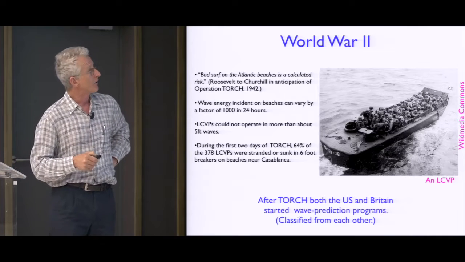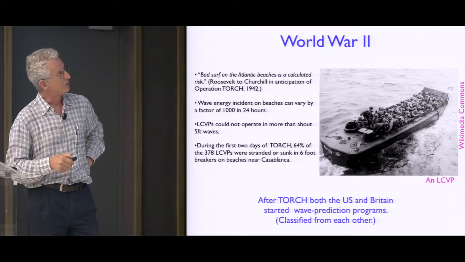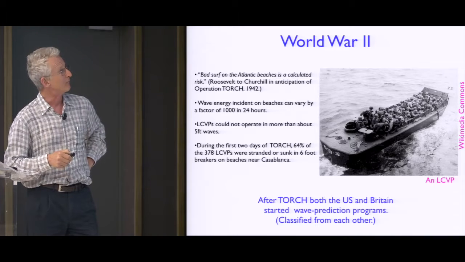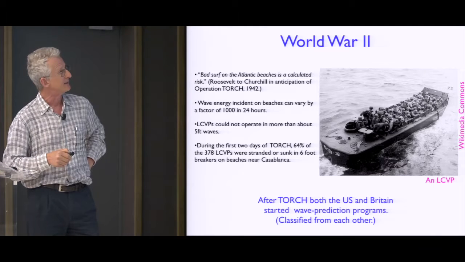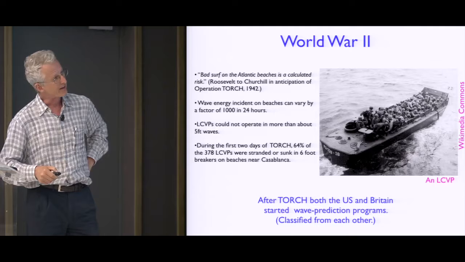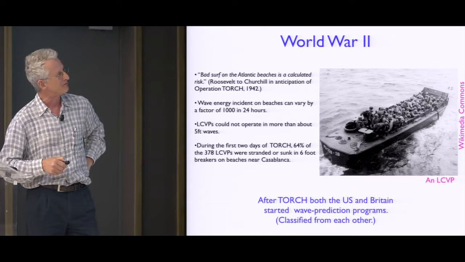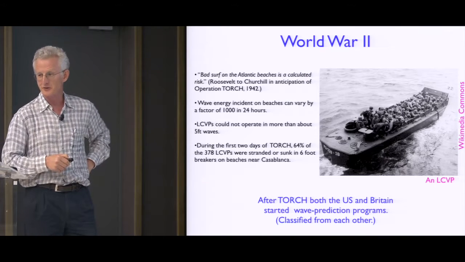Okay? So in a letter from Roosevelt to Churchill in anticipation of what was called Operation Torch, which was an Anglo-American landing on the north shore of Africa, Roosevelt said to Churchill, "Bad surf on the Atlantic beaches is a calculated risk." So what Roosevelt meant was that the landing was going to be conducted in these vehicles called LCVPs. They're like amphibious landing craft, vehicle and personnel is what the acronym stands for. And these tend to capsize if the wave height is more than about 5 feet. Okay, they just simply turn over.